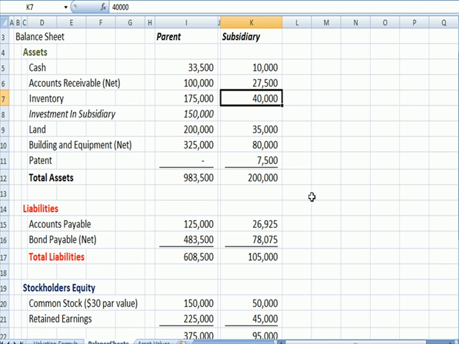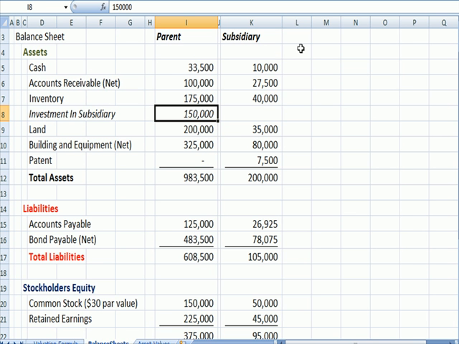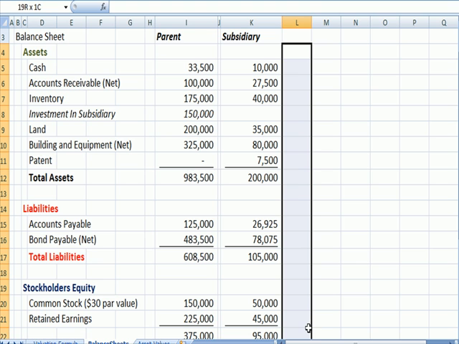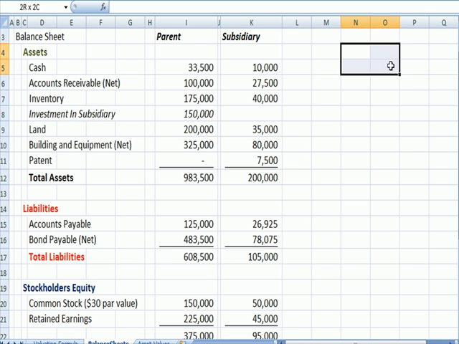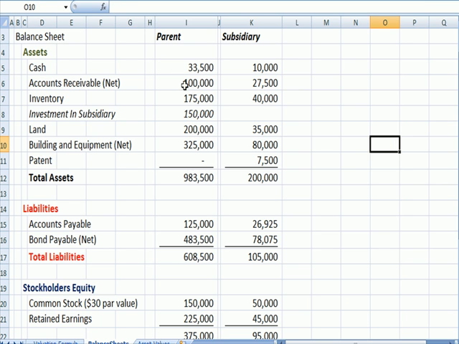What we will see when we do the adjustments to the consolidation is that we're going to have an investment in subsidiary account, and then we're going to use the asset values on this spreadsheet to make adjustments in a third column here, and then in a fourth column we're going to come up with the consolidated asset values, which are going to include assets of the parent, assets of the subsidiary, and then a column where we have adjustments.